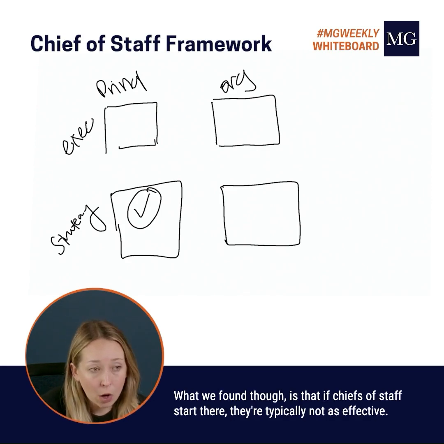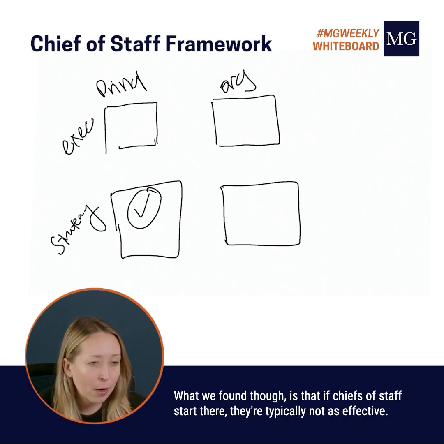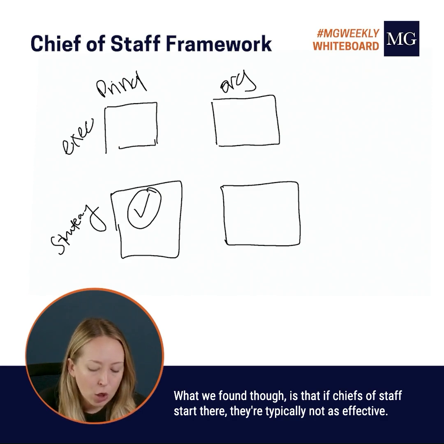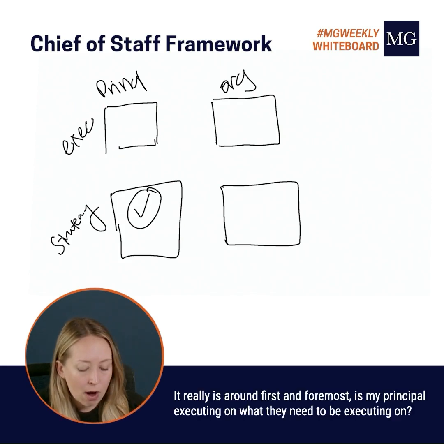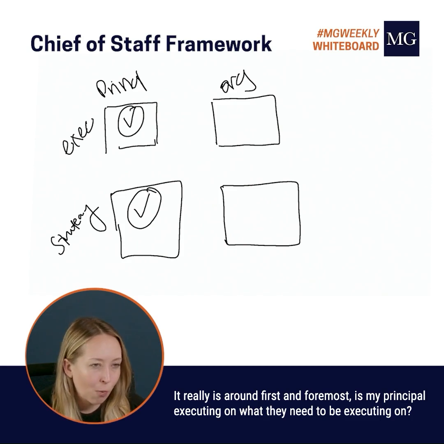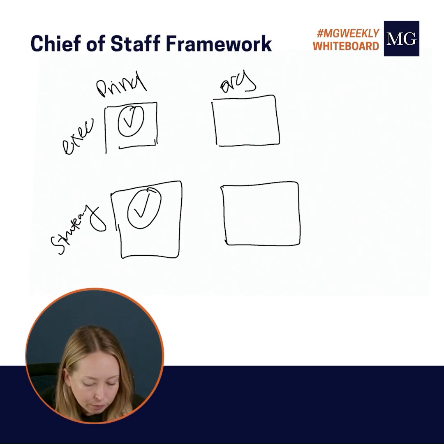What we found, though, is that if chiefs of staff start there, they're typically not as effective. So I'm going to reverse this quad for you and show you typically where a chief of staff needs to start. It really is around, first and foremost, is my principal executing on what they need to be executing on?